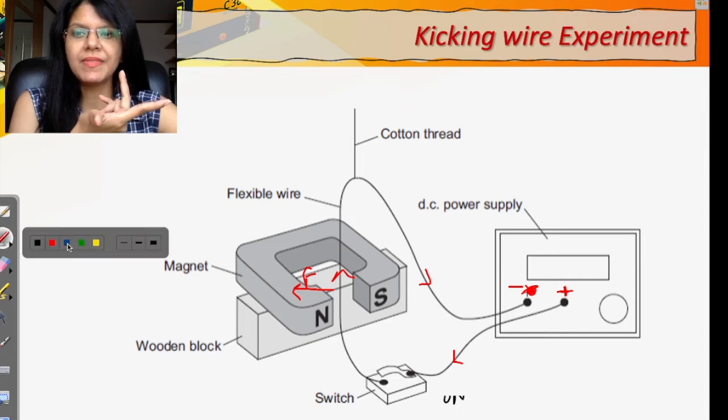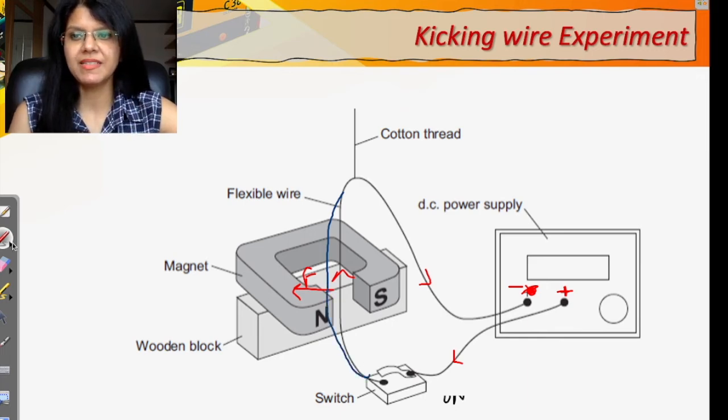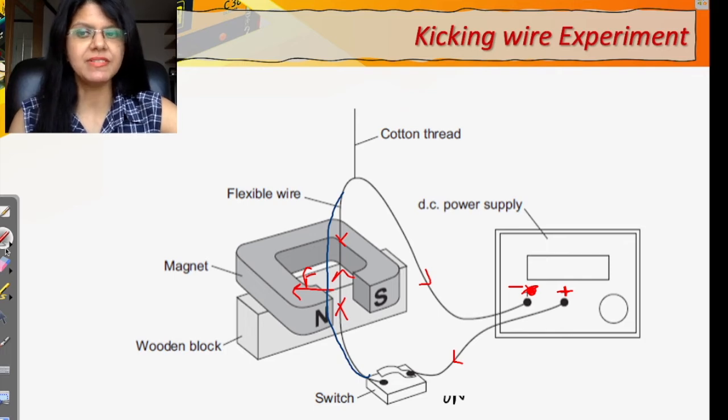So how does the wire move? The wire will move to a new position like this. It will move inward. So the wire will not be in this position anymore. You'll see that the wire has moved inward. When you reverse the direction of the current, the direction of the force experienced also reverses.